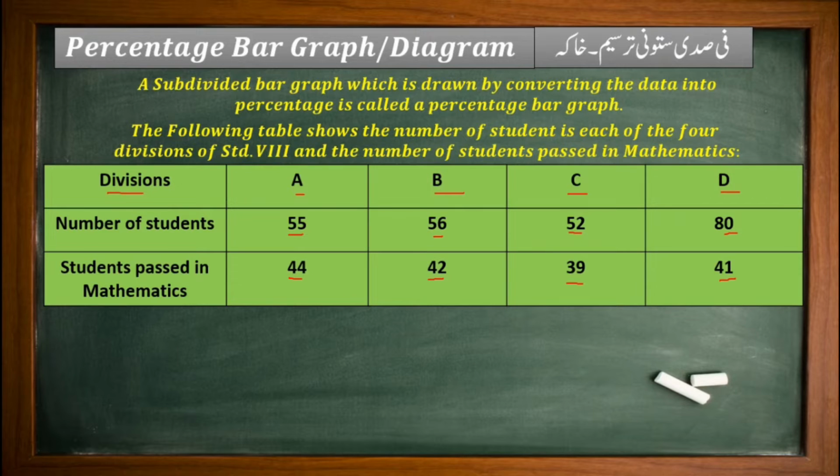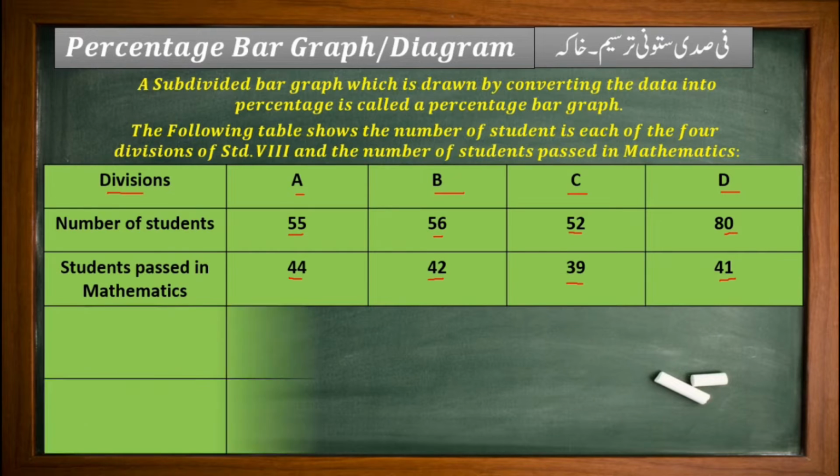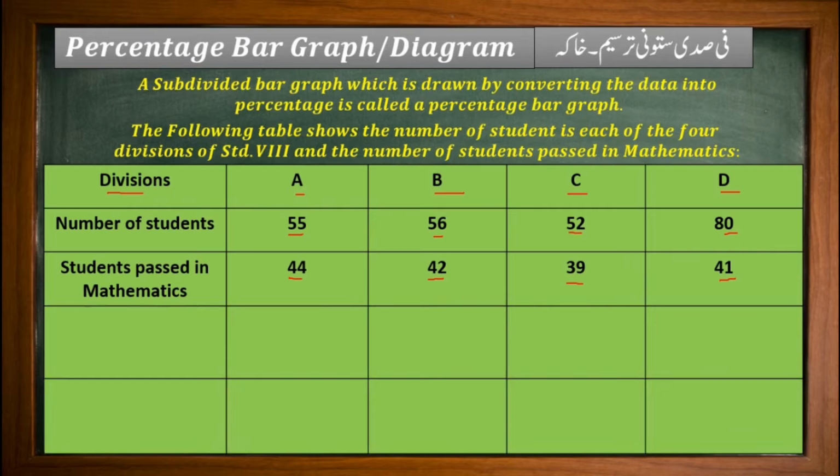If 44 out of 55 students passed in mathematics, we have to make out the percentage from it. So we have to make a table for it. Percentage of the students failing in mathematics.